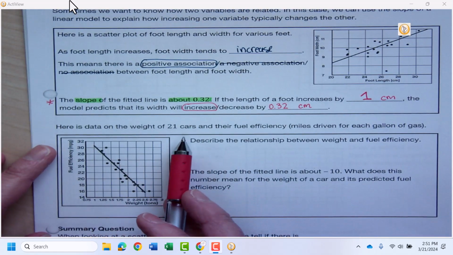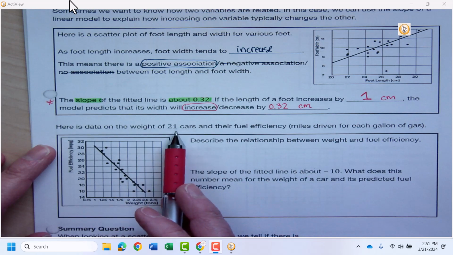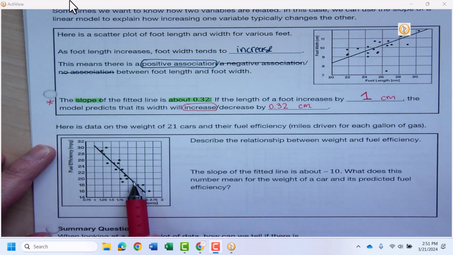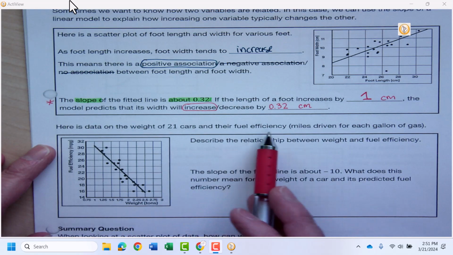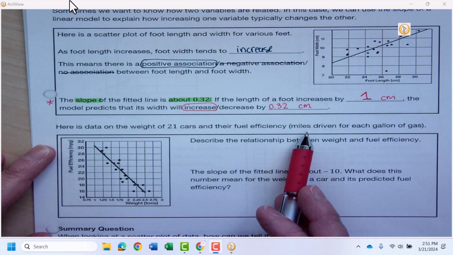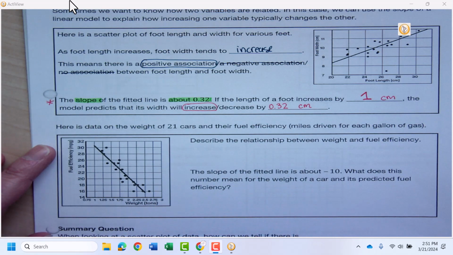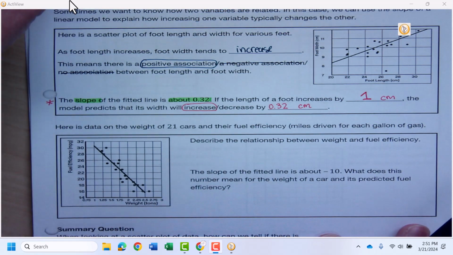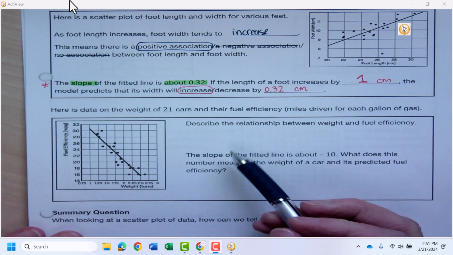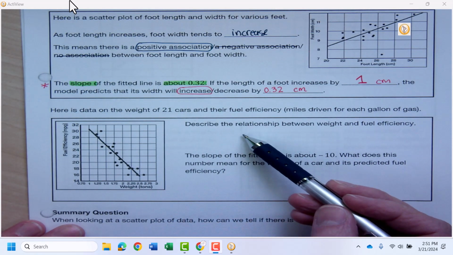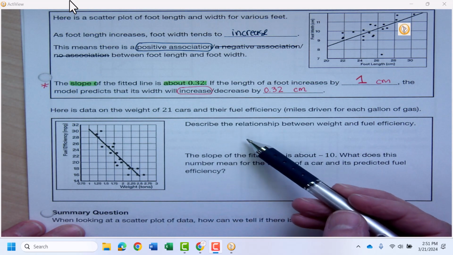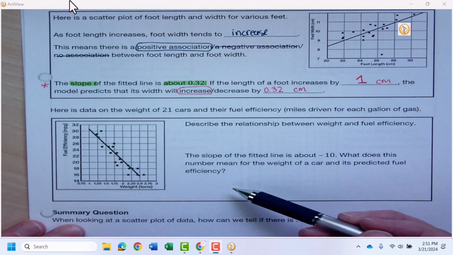This next one's going to show us a negative association. So here's data on the weight of 21 cars. There's 21 little dots on this scatter plot, 21 cars and their fuel efficiency. Fuel efficiency is just how many miles are driven on each gallon of gas. So we're asked to meet both of our learning targets: explain whether the data has a positive, negative, or no association, and then also interpret the slope.